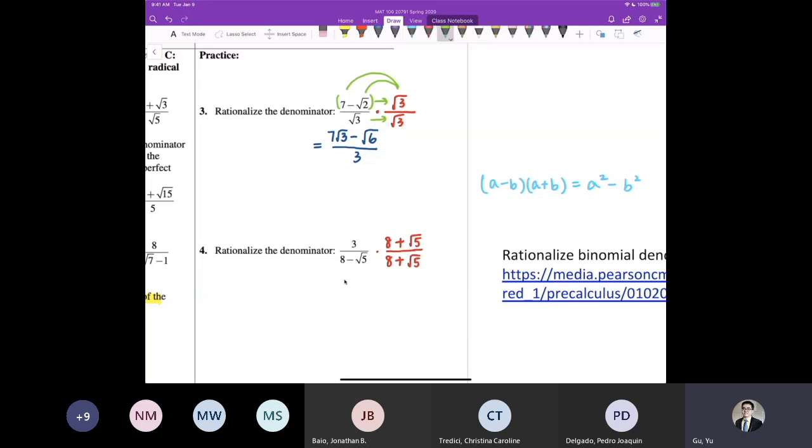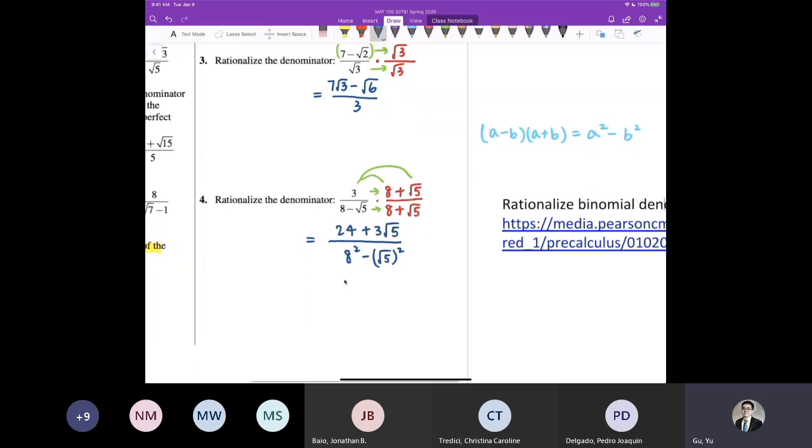If we multiply 8 minus radical 5 and 8 plus radical 5, we can use this formula, and you will see what happens after you apply the formula. A squared minus b squared, so that would be 8 squared minus radical 5 squared. That's what's going to happen after you multiply the denominators. And then for the numerator, you have to distribute 3 into 8 and radical 5. That will give us 24 plus 3 radical 5. So that's the first step, and let's calculate that.